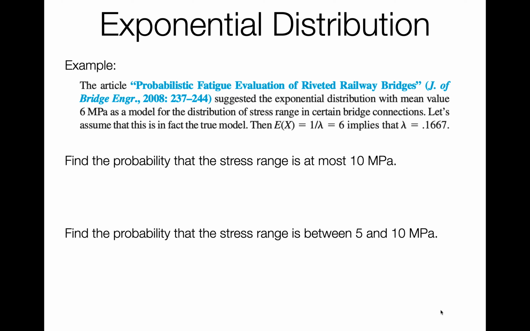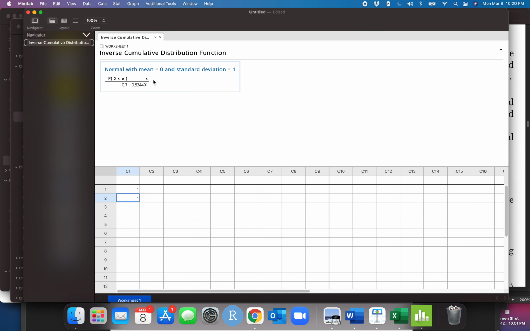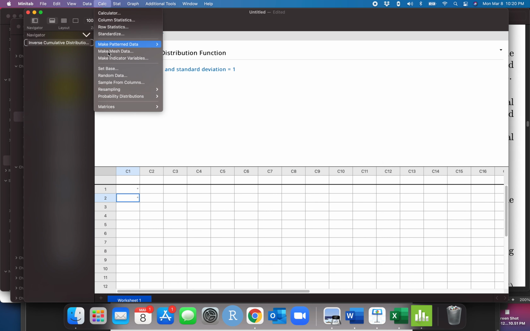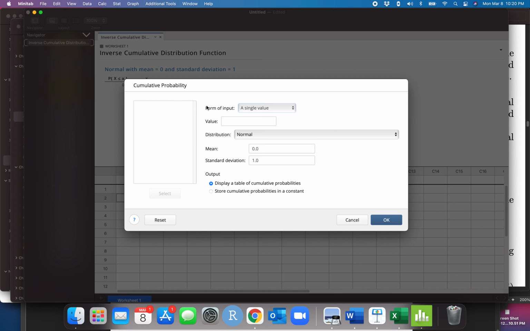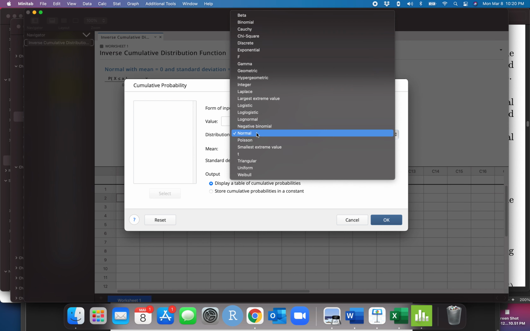Great, and I want you to find the probability that the stress range is at most 10, or that it's between 5 and 10. So again, we're going to go to Calculate Probability Distributions. For Mac users, I have to choose the kind of probability I want, and the first question was at most 10, and at most is less than or equal to, which is a cumulative probability. So I go to cumulative. Here I can choose from a bunch, and I'm going to choose exponential, which is up here.